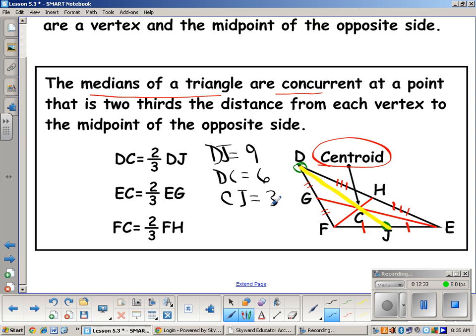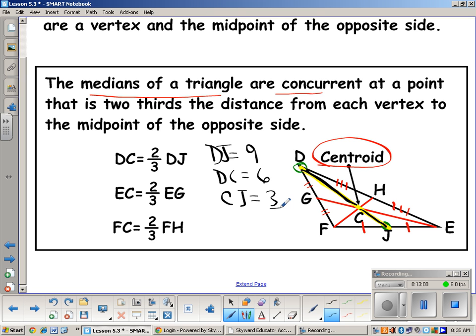So if this is 1/3, then this is going to be 2/3. So if this distance here was 1/3, then this distance is 2/3. And so if you took the total distance 9 and times it by 2/3, you should get 6. If you took the total distance 9 times 1/3, you should get 3. Okay? Now, here's something a little different.